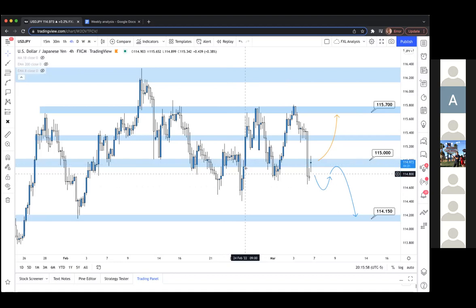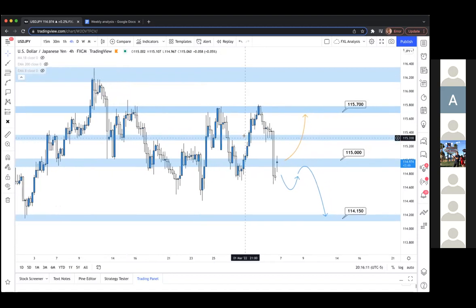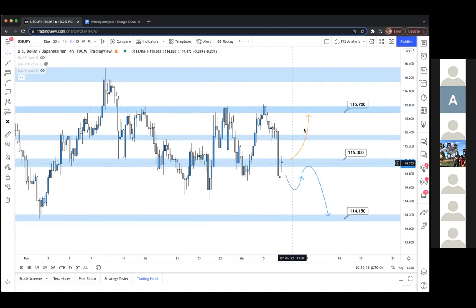So this is a fake out because we failed to get a lower high. This is a fake out as well, failed to get a lower high. So this has been pretty much a mess. This is a fake out as well up to the upside, right? Failed to get a higher low. So it's very, very messy. And the most likely thing here is that we're going to continue ranging.